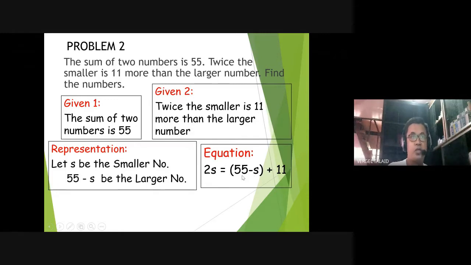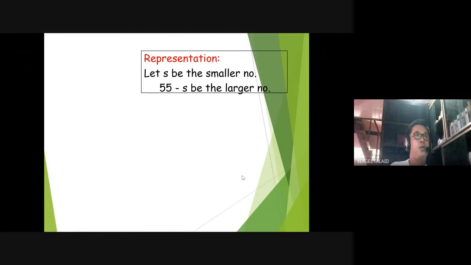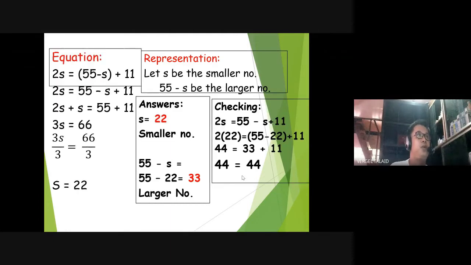So to solve this equation, I have here 2S is equal to, just bring down 55 minus S, because this is addition. Transpose negative S to the left side, so that becomes positive S. 2S plus S is 3S. 55 plus 11 is 66. Divide both sides by 3. Take note, because we have here a numerical coefficient 3. So 3 divided by 3 is 1S. 66 divided by 3 is 22.